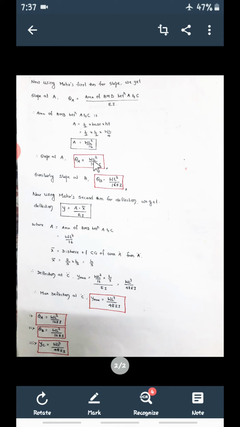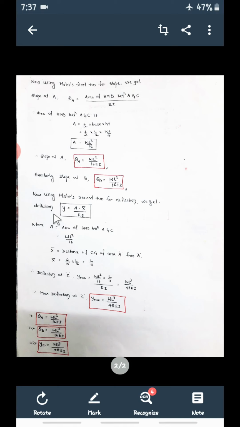Since the load is symmetrical, theta B is also the same. Similarly, the slope at B, theta B, is WL square by 16 EI. So the slope at A and slope at B are the same. Using Moore's first theorem, we calculate the slope at various points. Next, we are going to use the second theorem to get the deflection at various points.